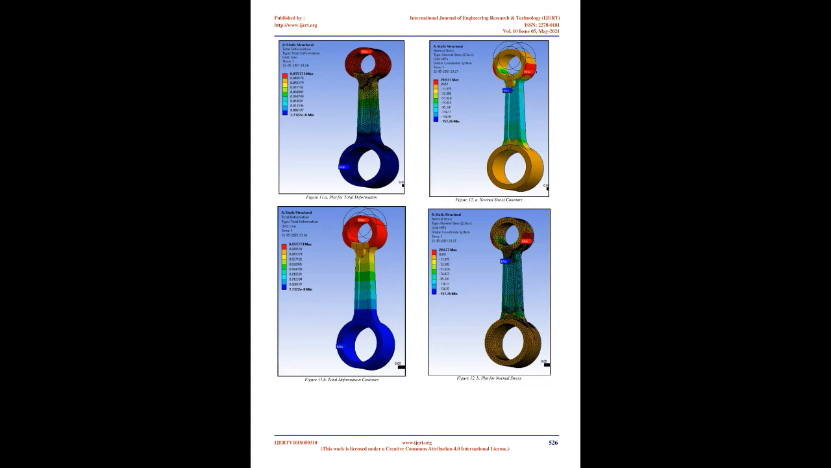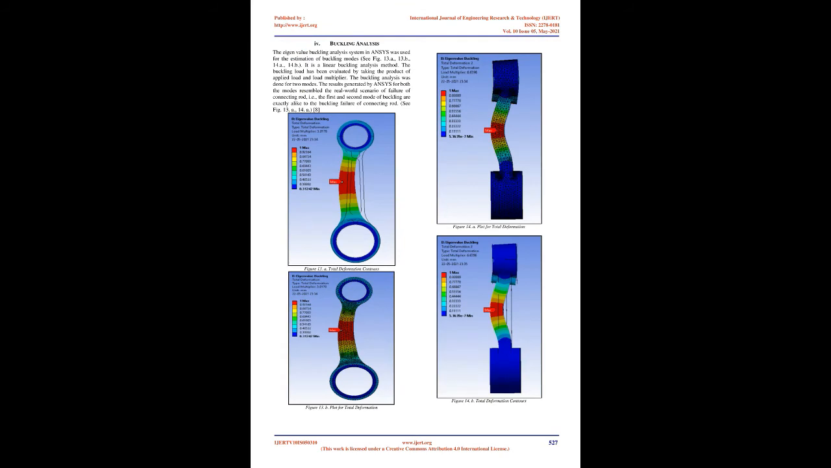Buckling analysis. The eigenvalue buckling analysis system in ANSYS was used for the estimation of buckling modes, see Fig 13a, 13b, 14a, 14b. It is a linear buckling analysis method. The buckling load has been evaluated by taking the product of applied load and load multiplier. The buckling analysis was done for 2 modes. The results generated by ANSYS for both the modes resembled the real-world scenario of failure of a connecting rod, i.e., the first and second mode of buckling are exactly alike to the buckling failure of a connecting rod. See Fig 13a, 14a.